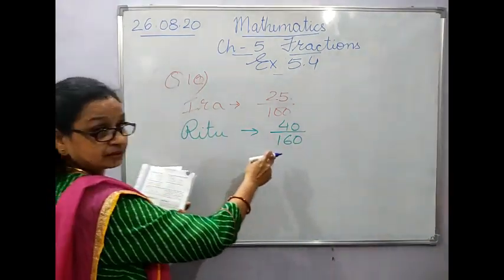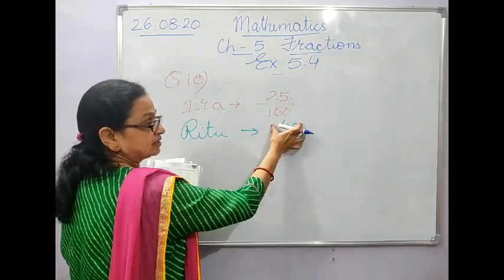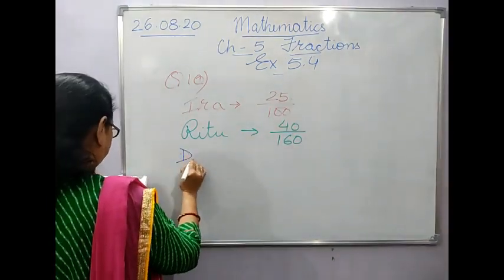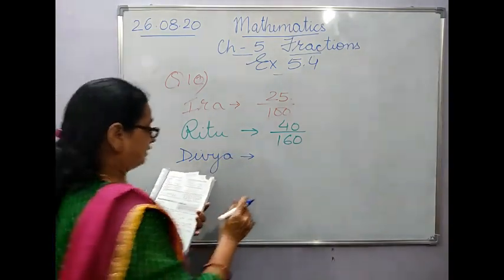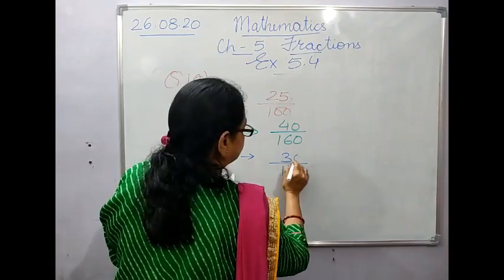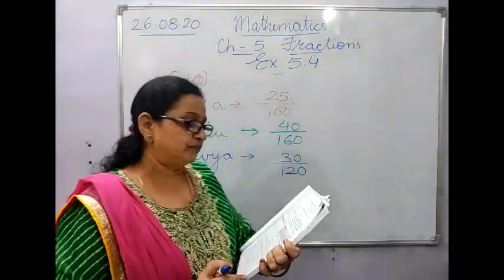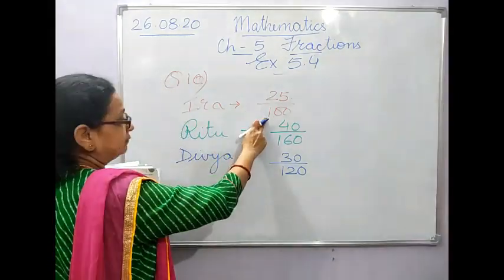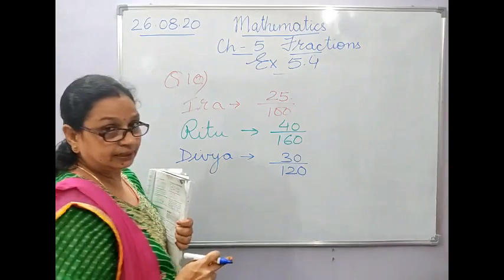That is the fraction: the total number of pages and how much she has read. And Divya, she has read 30 pages of 120 pages. Total pages of the book was 120 and she has read 30. So this is the first part of the question. What fraction of the book did each read? Ira read 25 upon 100. Ritu read 40 upon 160 and Divya read 30 upon 120.